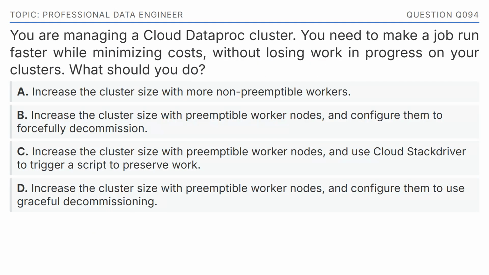You are managing a Cloud Dataproc cluster. You need to make a job run faster while minimizing costs, without losing work in progress on your clusters. What should you do? The options are: Option A, increase the cluster size with more non-preemptible workers. Option B, increase the cluster size with preemptible worker nodes, and configure them to forcefully decommission. Option C, increase the cluster size with preemptible worker nodes, and use Cloud Stackdriver to trigger a script to preserve work. Option D, increase the cluster size with preemptible worker nodes, and configure them to use graceful decommissioning.